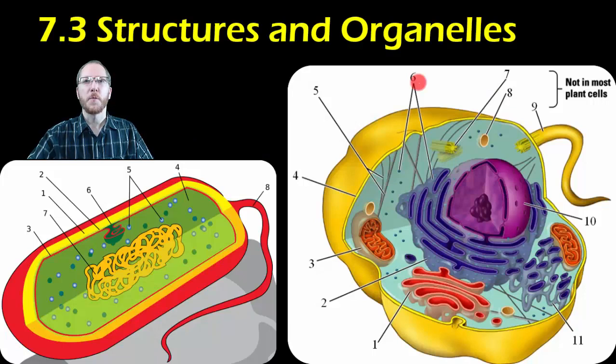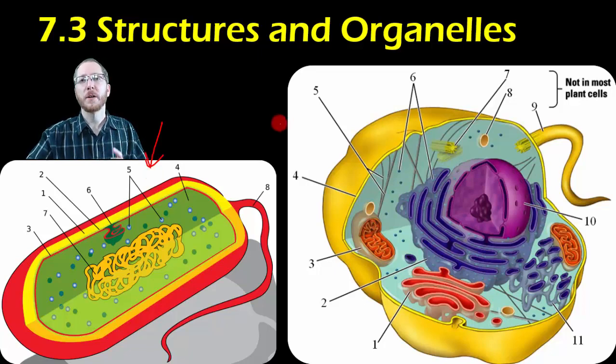Welcome to section 7.3, where we're going to look at cells and identify the various structures that we'll find inside of them. Many of these structures will be found in all types of cells, so that includes guys like this prokaryote that we have here on the left. The prokaryote is going to be the simpler version of cells, and so we will discuss some of these organelles that are found within them as well.